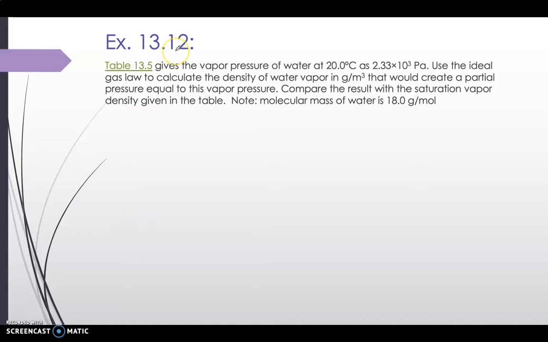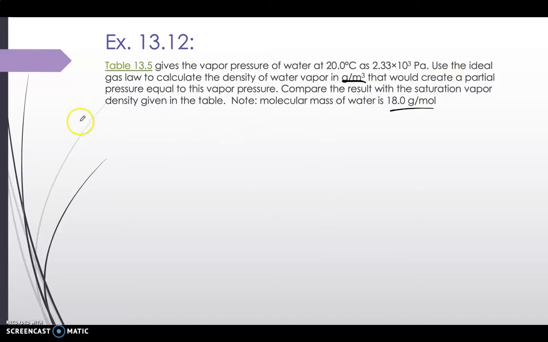Example 13.12. It states that this table 13.5 gives the vapor pressure of water at 20 degrees Celsius as 2.33 times 10 to the third pascals. Use the ideal gas law to calculate the density of water vapor in grams per meters cubed. That would create a partial pressure equal to this vapor pressure. Compare the result with the saturation vapor density given in the table. Note molecular mass of water is 18 grams per mole.